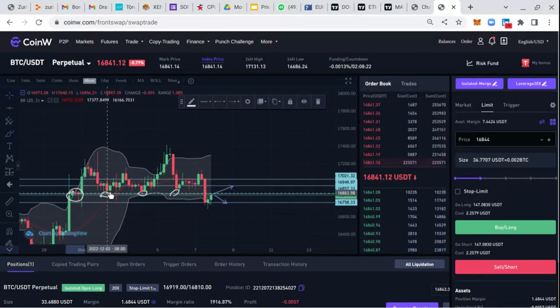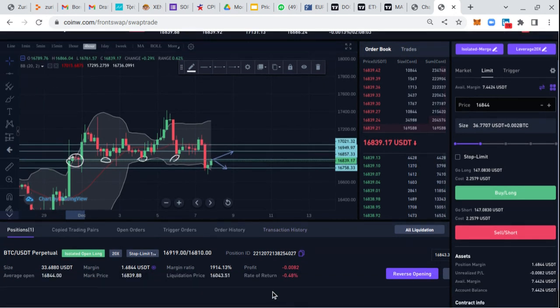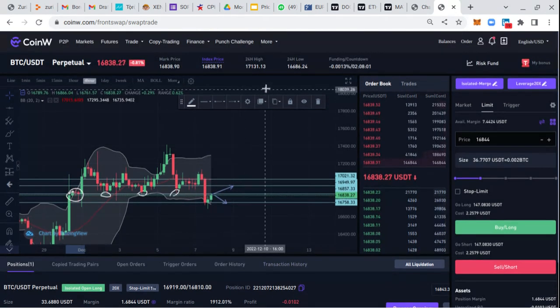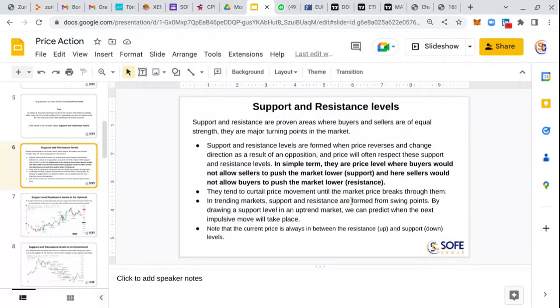Sellers are pushing the market, but when it gets to this point, buyers will push the market back up. You can also see where sellers are resisting: sellers push the market, buyers push it back up until it breaks down. So that's definitely what support and resistance levels are, and they are points where you take your profit.